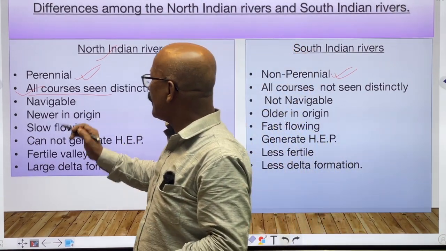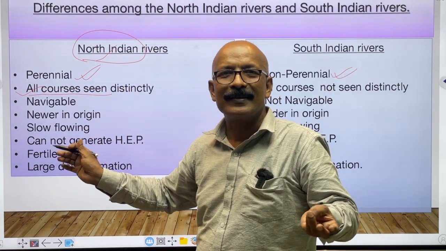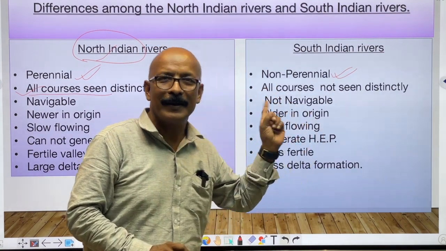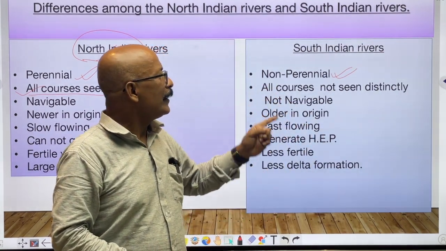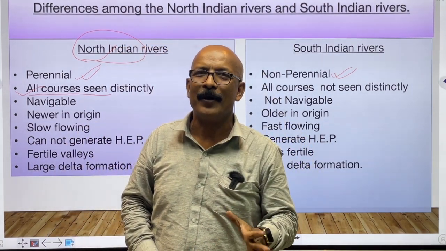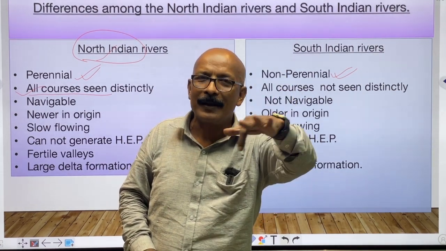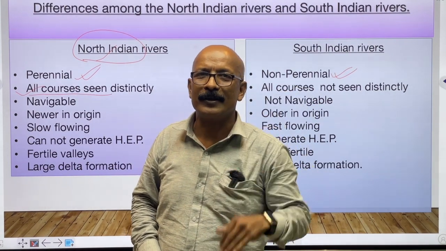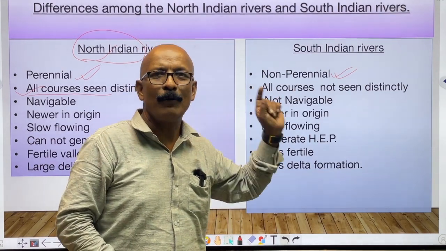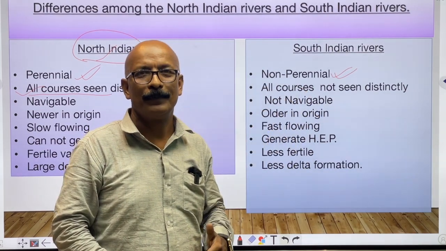So in case of the rivers of North India, all the stages are seen very distinctly. But in case of the rivers from South India, all these three stages are not distinct. Somewhere the initial stage is there, and ultimately the old stage is there. No mature stage is seen because of the type of relief, the gradient, or the steepness of the slope.